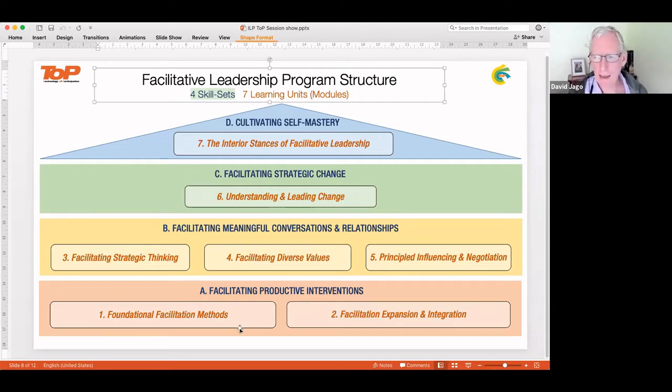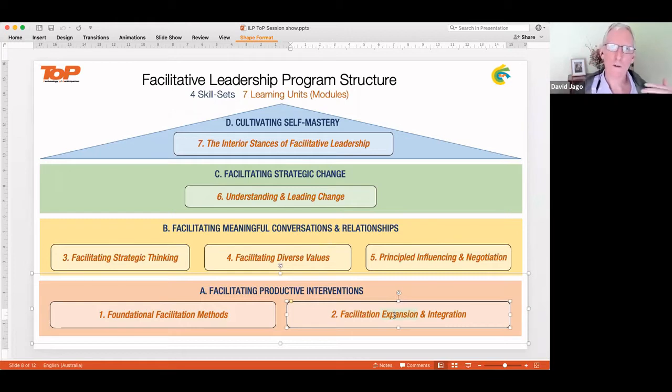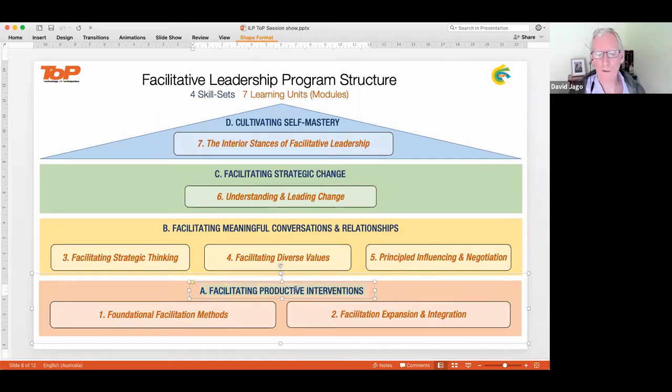Okay, so starting at the base, the first module is around, what are the basic, the foundational facilitation methods. So a conversation method, a workshop method, and the underlying, what are the dynamics of facilitation that underpin the methods themselves. Okay, and then secondly, around just applying those to other tools, structures, frameworks that people already know. And so that fits under the general framework of facilitating productive interventions. So that's that kind of intervention scale.